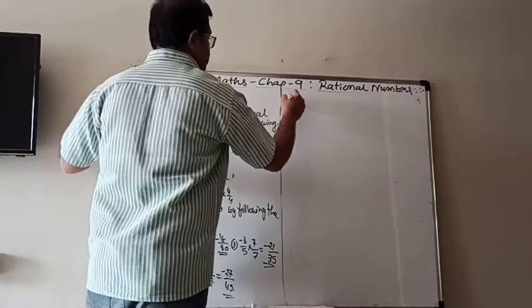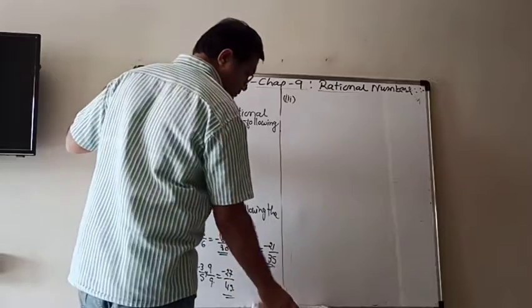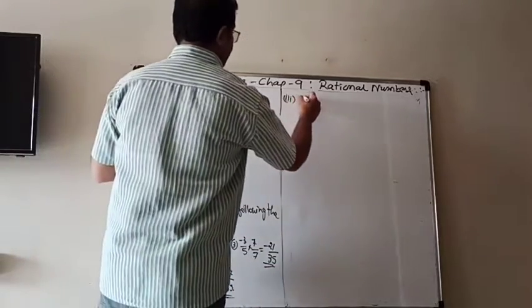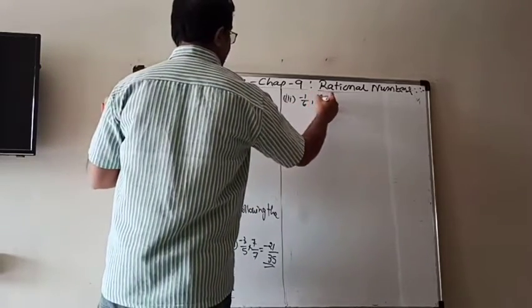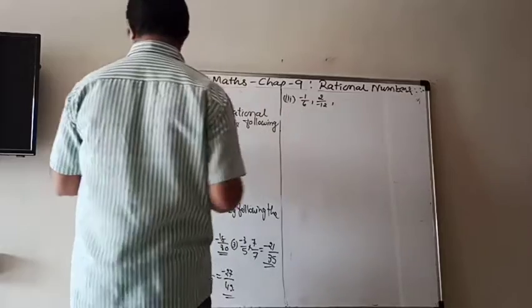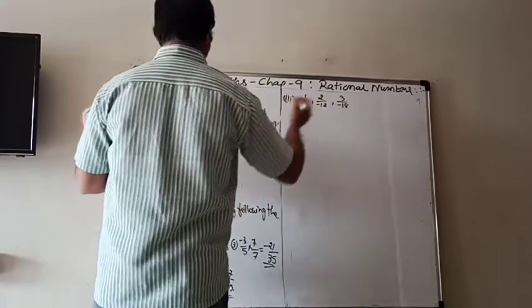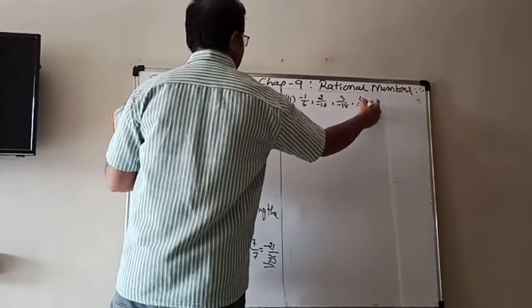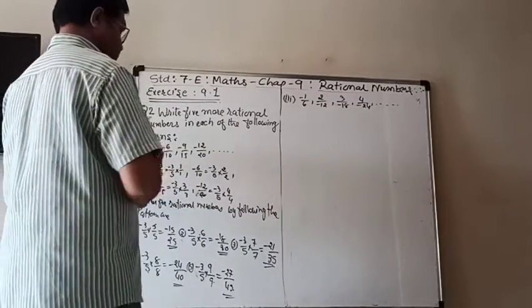Here also we will take the third one now. Second and fourth will be for the homework. The third one is minus 1 upon 6, 2 upon minus 12, 3 upon minus 18, 4 upon minus 24.